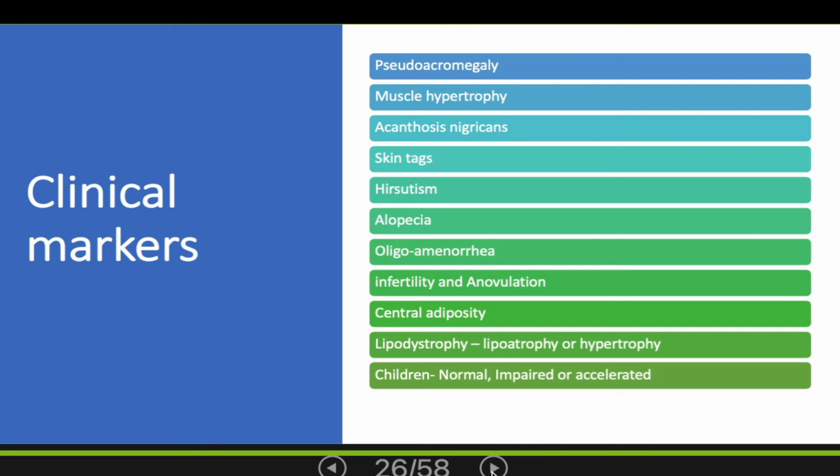Patients can have muscle hypertrophy. Acanthosis nigricans is the most common clinical presentation of insulin resistance. Patients can have skin tags, hirsutism, alopecia, oligoamenorrhea, infertility, anovulation, central adiposity, which is a very important marker. Certain patients can have lipodystrophic syndromes like lipoatrophy or hypertrophy, which are, though rare, must not be missed out. And children, of course, can have normal, impaired, or sometimes even accelerated growth. So sometimes insulin resistant children, you will find that they are taller than their counterparts because of specificity spillover and higher insulin acting on the IGF-1 receptor.